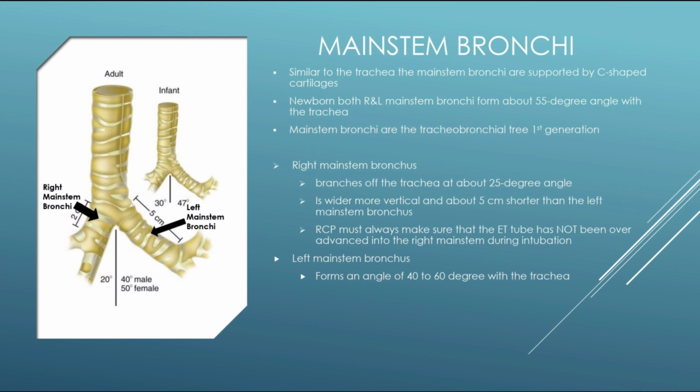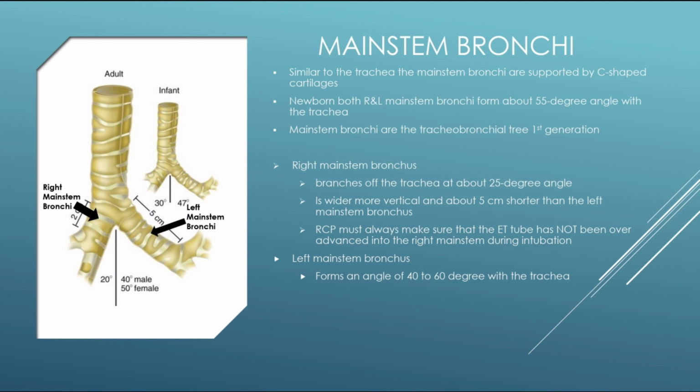Alright, now moving from the trachea down into the mainstem bronchi, there are 3 little facts that I want to share. It is similar to the trachea, as in it is supported with C-shaped cartilages as well. In a newborn, both the right and left mainstem bronchi form about a 55-degree angle with the trachea. And lastly, the mainstem bronchi are the tracheobronchial tree's first generation.